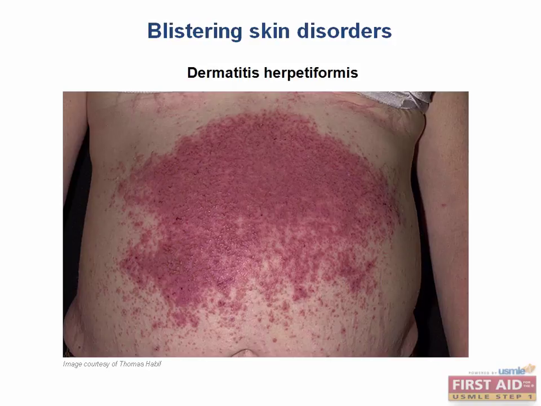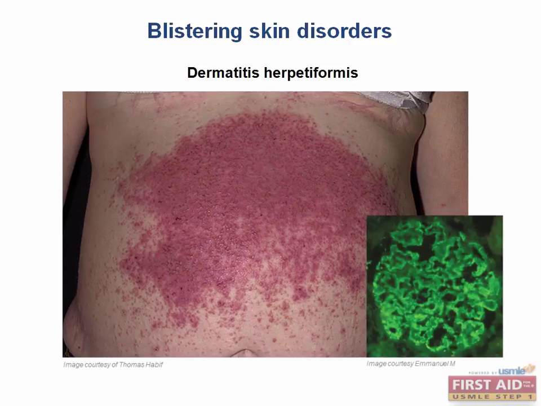What is this particular skin manifestation associated with? Good, celiac disease, which in some cases may precede the appearance of GI symptoms. Do you remember what type of hypersensitivity reaction this represents? It's a type 3 hypersensitivity reaction due to the deposition of IgA immune complexes.